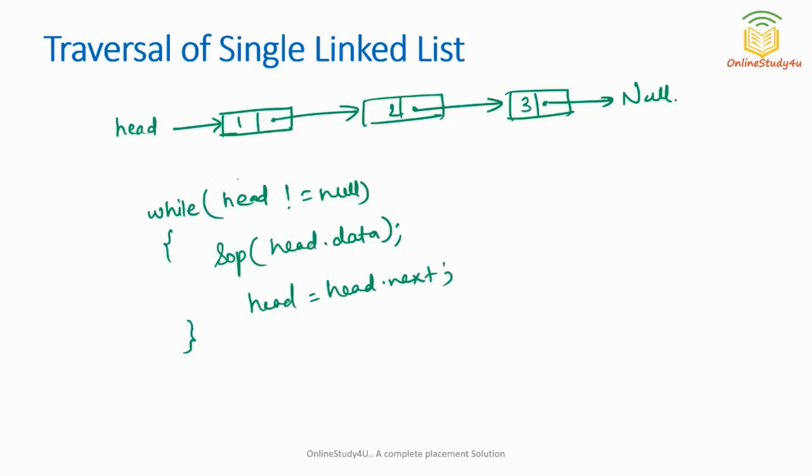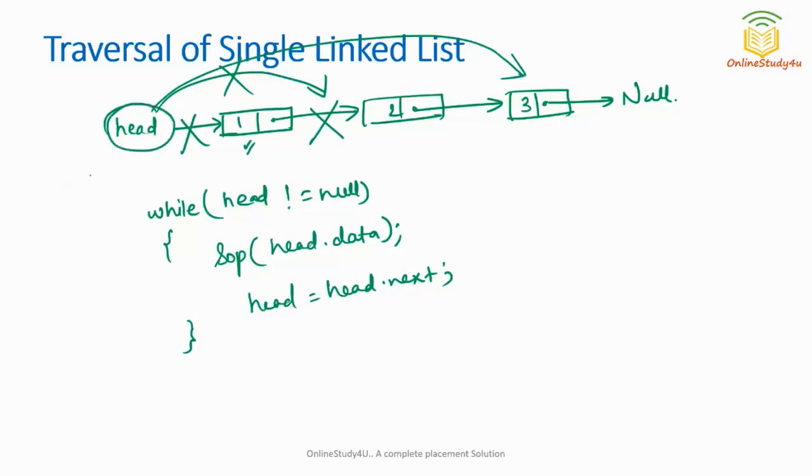Now in every step it will print this data and this head reference will change to head dot next. Now again this will print the data and its reference will change to head dot next. One problem is here with this thing: we can't change this head. If we change this head, later we cannot access this variable.